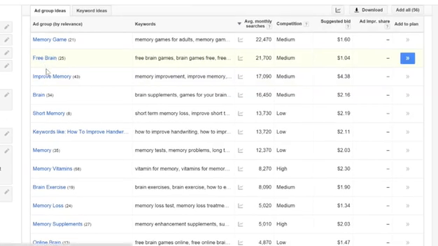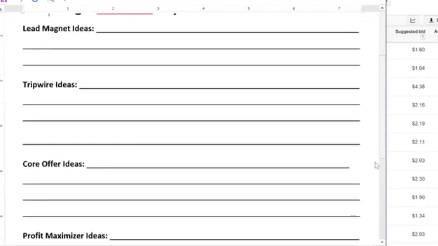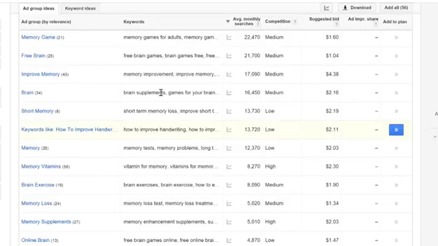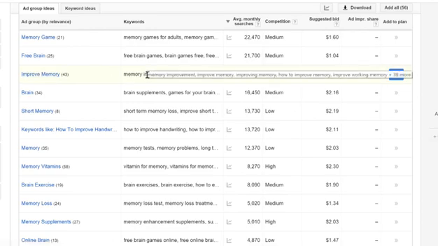Free brain, that doesn't really help me a whole lot. Improved memory, that's kind of a benefit, so I might make a note that that's a benefit. I don't know if I gave you guys a space for that down here. Let me just take a look. Yeah, I did. Okay, so copy. So for copy, fear and benefit ideas. So I might put in that area improve memory, and then I'd look at some of the keywords to see if that would be something that you can see: memory improvement, improved memory, improving memory, how to improve memory. All those might be benefits that I would want.